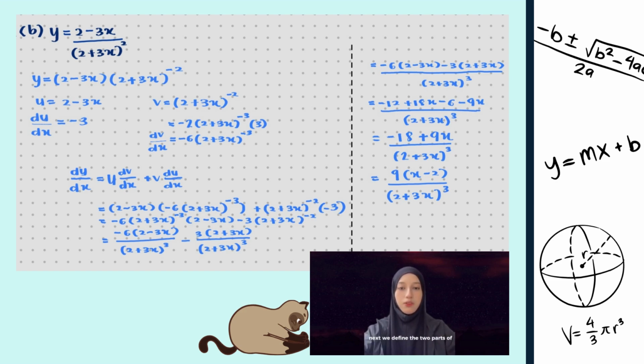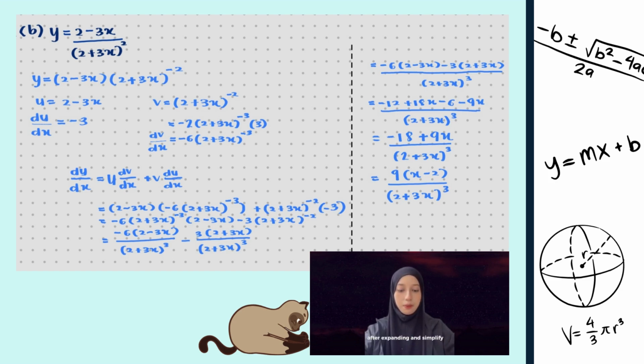Next, we define the two parts of the product. Let u equal 2 minus 3x, so du/dx equals negative 3. Next, let v equal (2 plus 3x) to the power negative 2, so we differentiate using the chain rule. dv/dx equals negative 2 multiplied by (2 plus 3x) to the power negative 3 multiplied by 3, so equals negative 6 multiplied by (2 plus 3x) to the power negative 3. Then substitute all values into the product rule formula. Then simplify step by step. Then to combine both terms under the same denominator, we convert everything to have the power of (2 plus 3x) cubed.